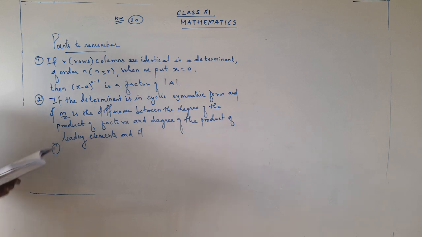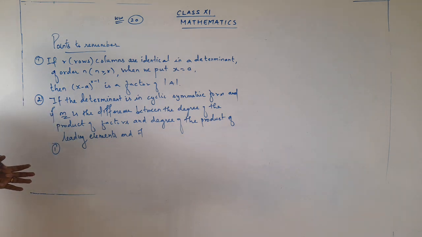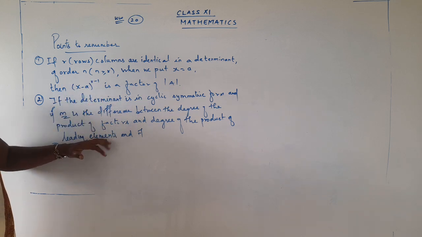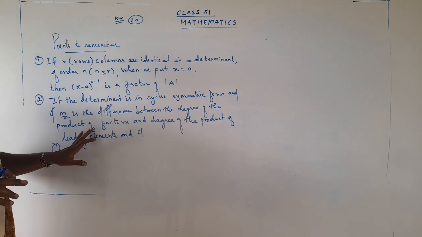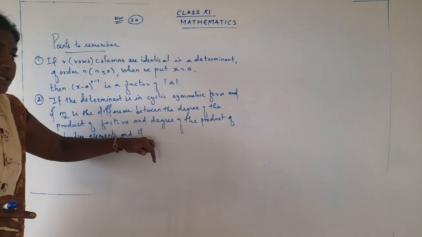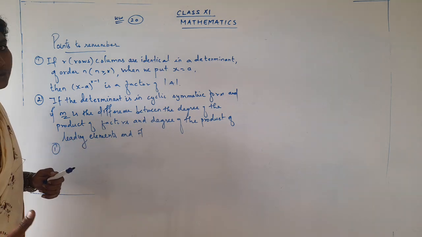So what is m here? The main thing is we have to talk about m. M is the difference between the degree of the product of factors and the degree of the product of leading elements. This will be all new to you, and we will be using all these concepts in our sums. When we do exercise 7.3, I will explain what m is, what the degree of the product of factors is, and what the degree of the product of leading elements is, because with the help of an example it will be easy to explain.